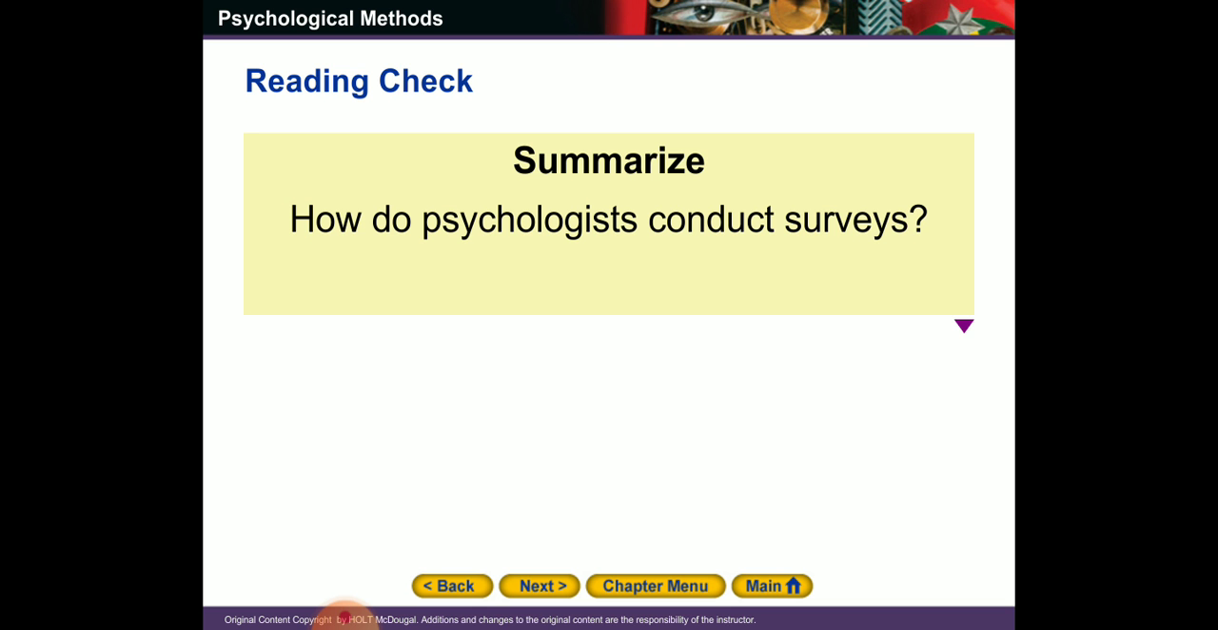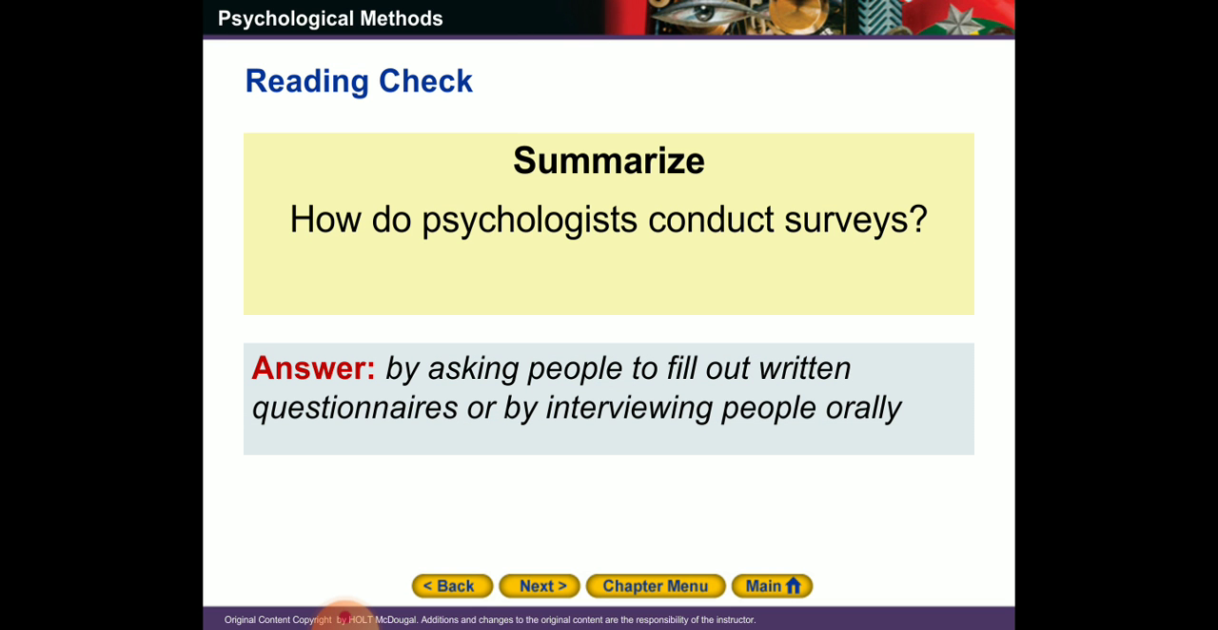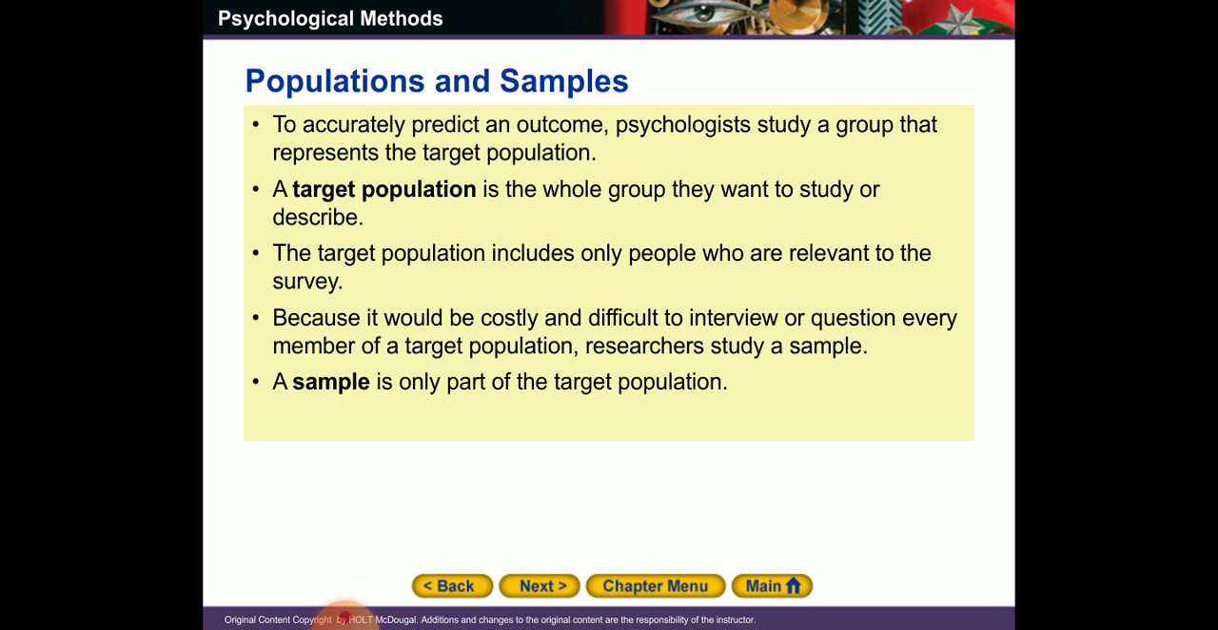How do psychologists conduct surveys? This is a question that may come up. By asking people to fill out written questionnaires or by interviewing people orally. Now, populations and samples: to accurately predict an outcome, psychologists study a group that represents the target population. What does target population mean? Target is our goal. It is the whole group that they want to study or describe.